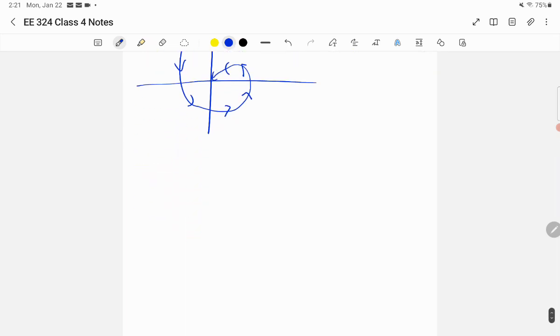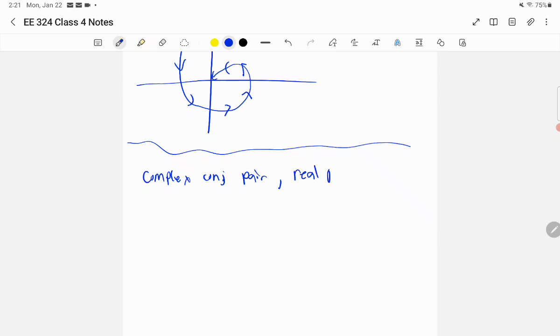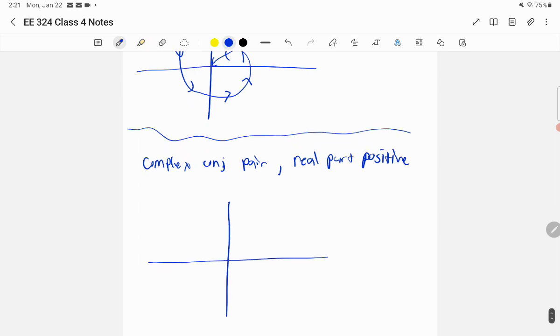If the real part is negative, complex conjugate pair, real part positive, you're going to get something like this. Except for it's going to go the other way. It's going to spiral outward. Okay.